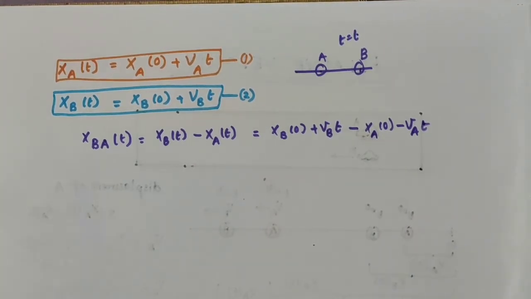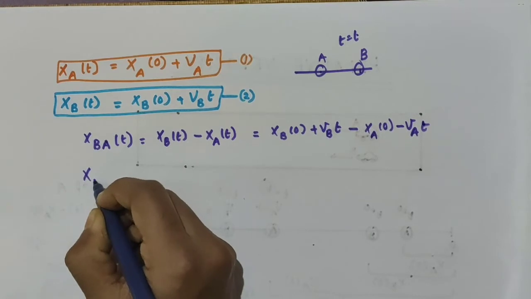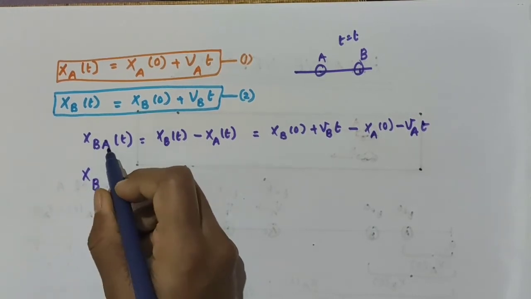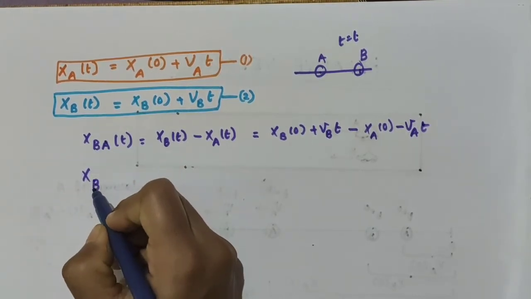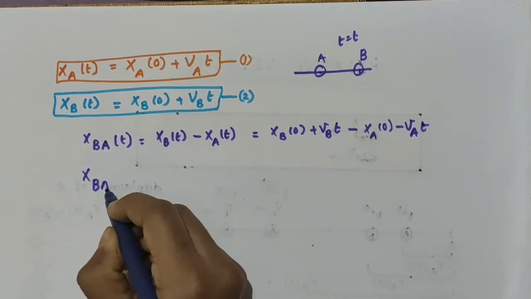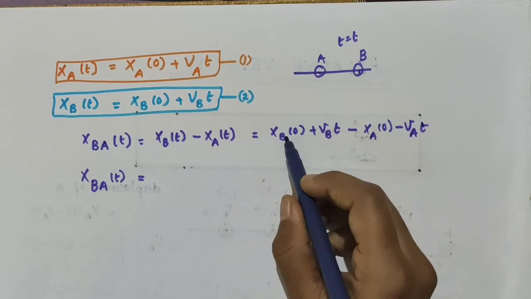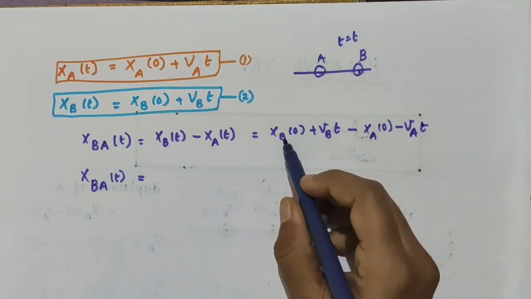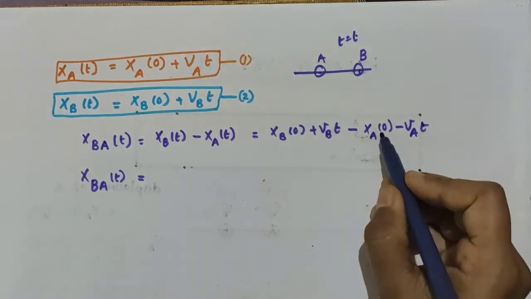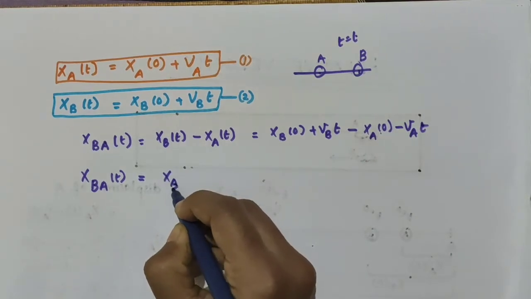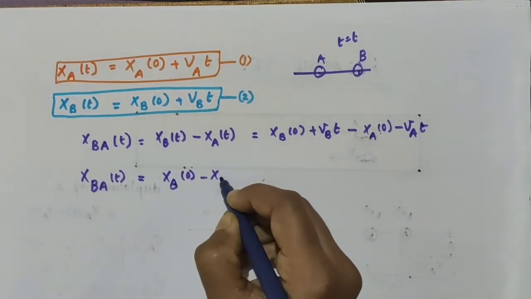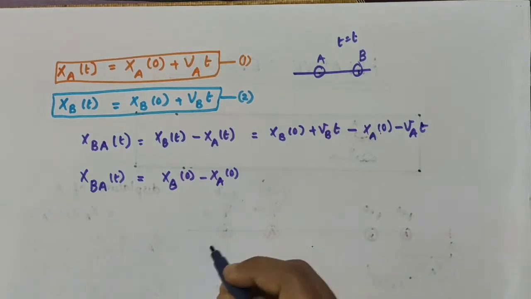Alright, so this can be written as the position or displacement from A to B, or displacement of the object B from the object A. That is, XBA of t equal to XB of 0 minus XA of 0. I am writing it together: XB of 0 minus XA of 0.